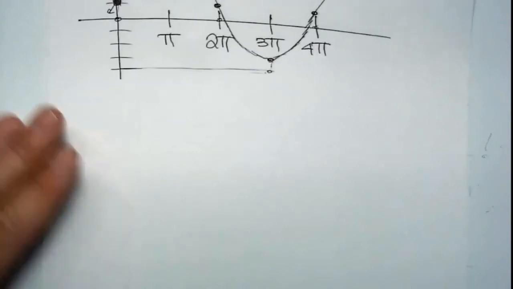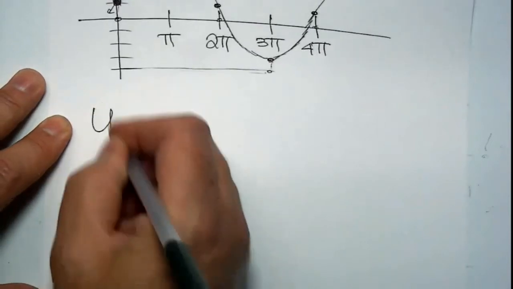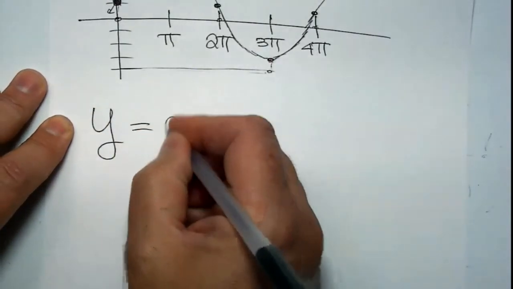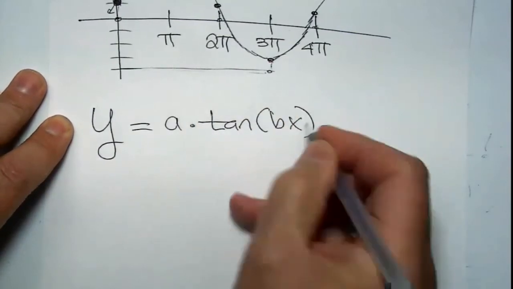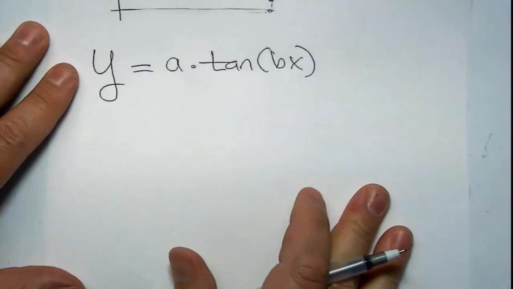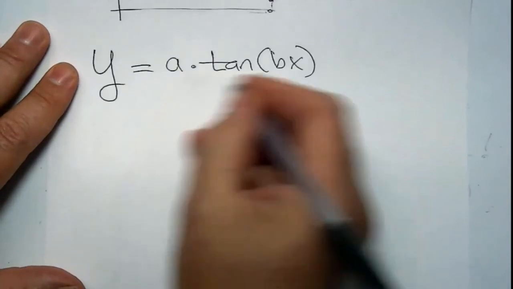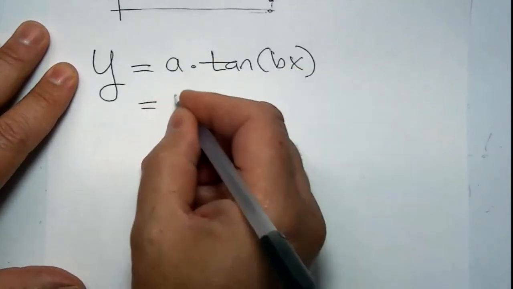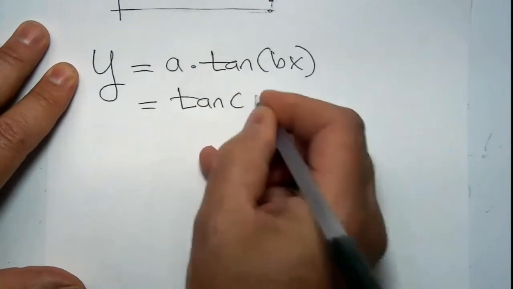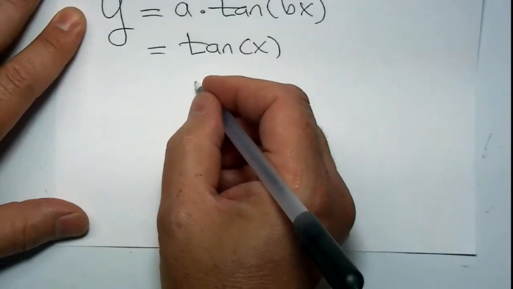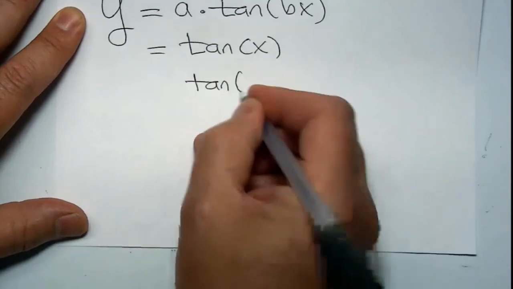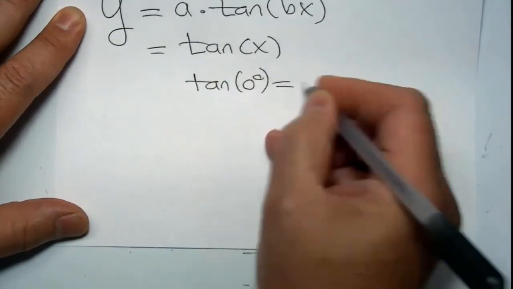One more thing to graph with a traditional trig function, and that would be tangent. For now, let's graph a tan bx. And if we want to set a equal to 1 and b equal to 1, we can start with that. Now, it turns out for tangent, the tangent of 0 is actually 0.